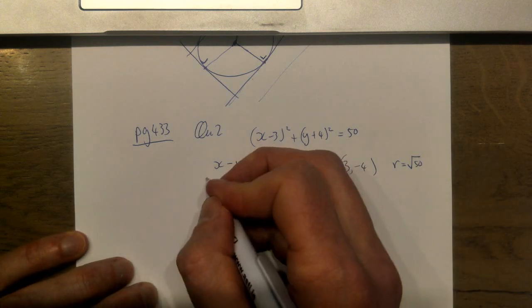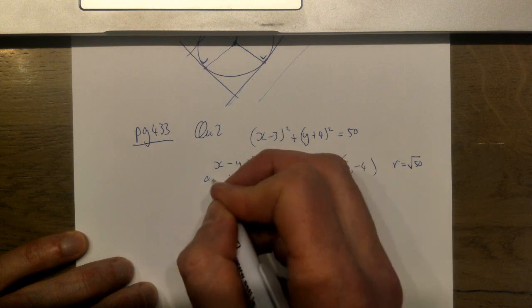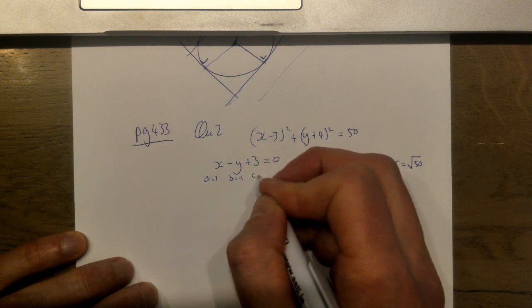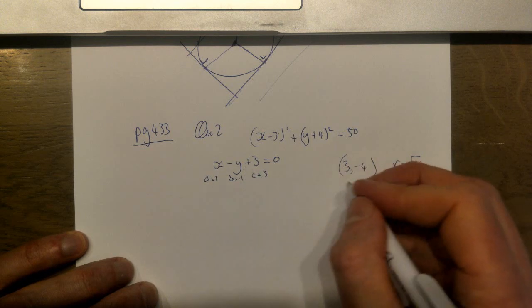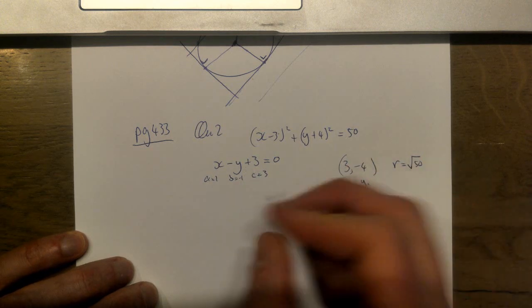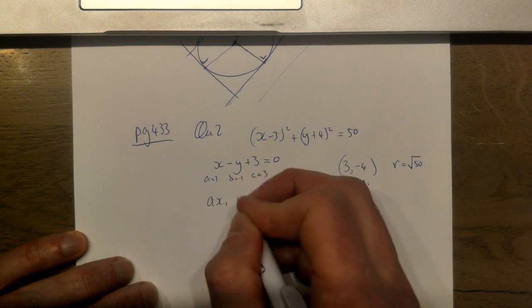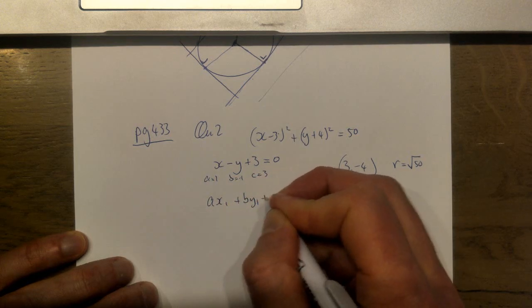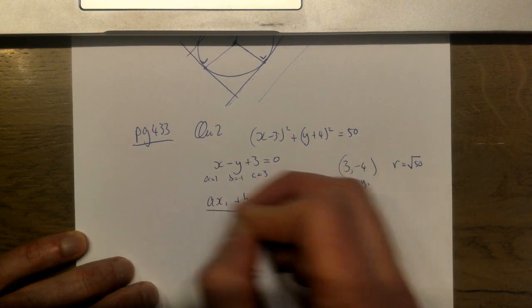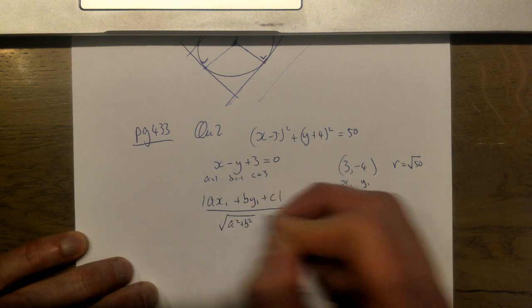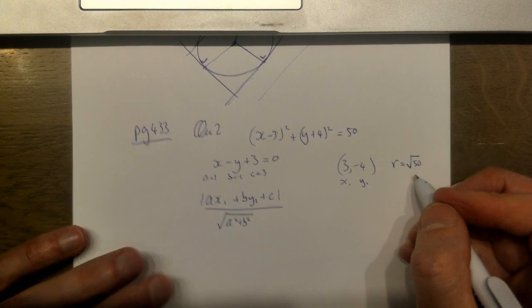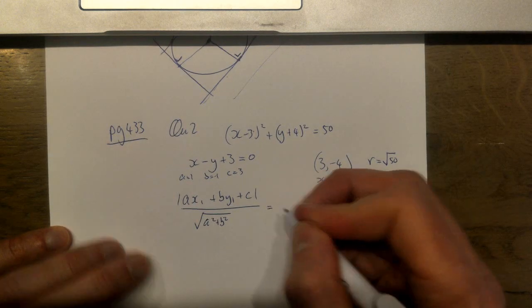So a, b, c: a equals 1, b equals minus 1, c equals 3. Remember, we've got the general equation of the line. This is x1, this is y1. So the modulus of a x1 plus b y1 plus c, all over square root of a squared plus b squared. We're going to work that out. Hopefully we get square root of 50, then we've done the job.